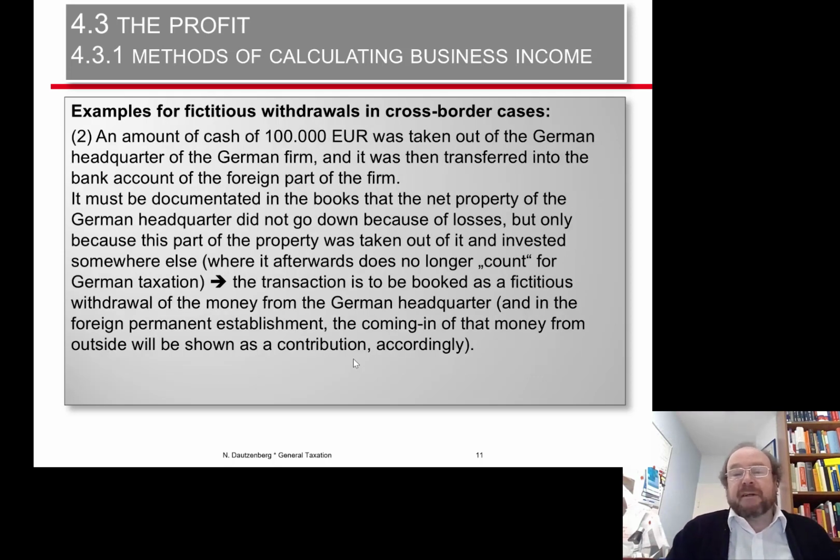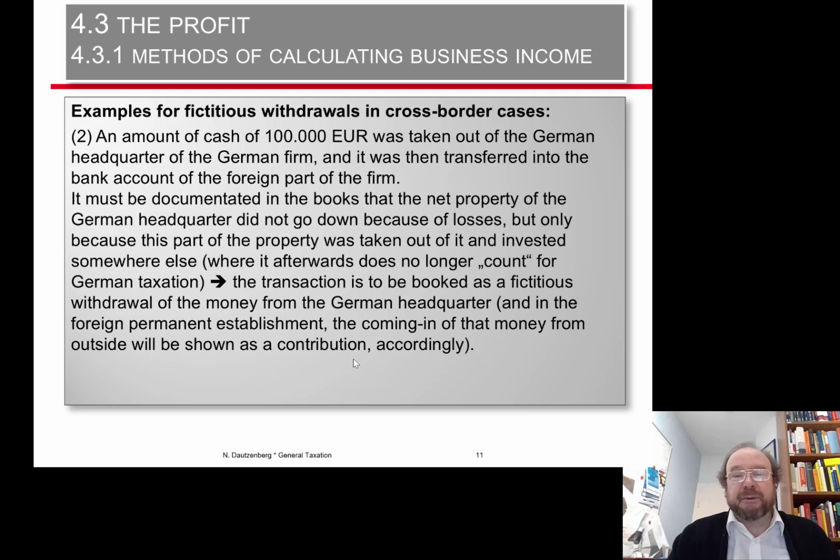Well, another fictitious withdrawal would, for example, be 100,000 cash taken out from the German headquarters of the firm, and it is then transferred into the bank account of the foreign part of the firm. So when you make the balance sheet for the two parts of the firm, the net property of the German part of the firm goes down because you took 100,000 euro out. But that is not due to losses or a bad economic situation. It's just due to your decision to take a bit of your property out of that part of the firm. So that would be a withdrawal.